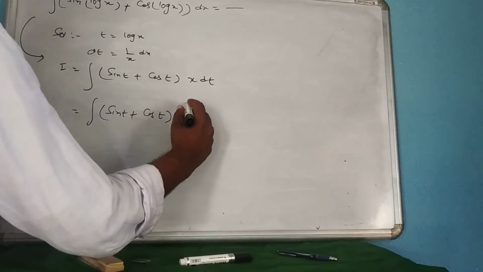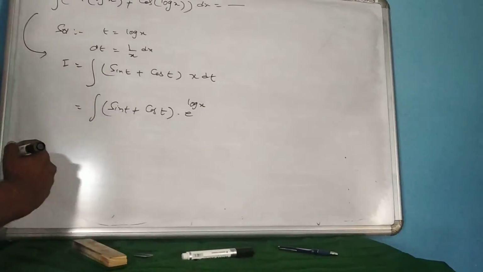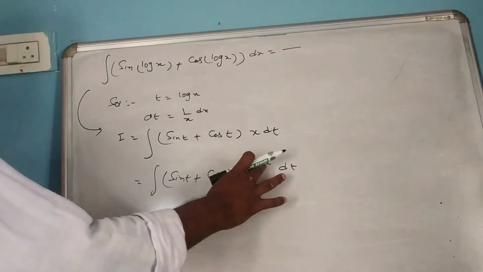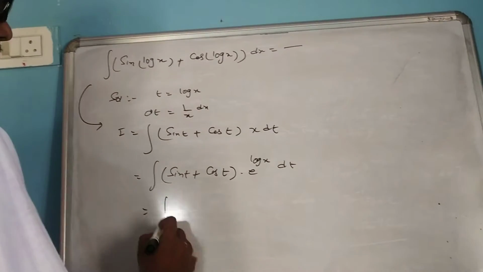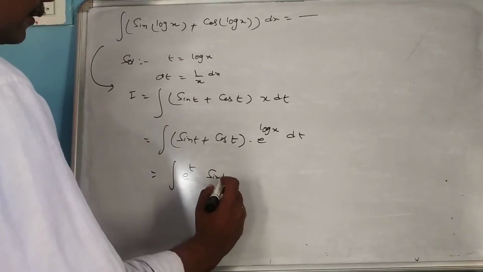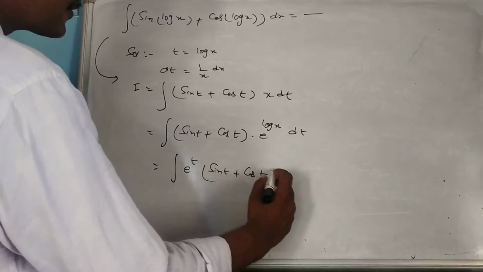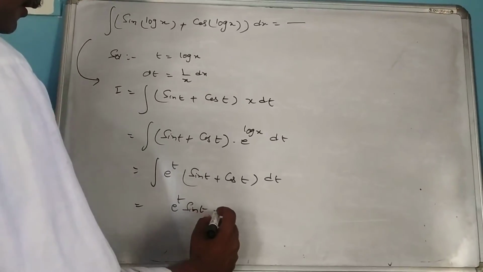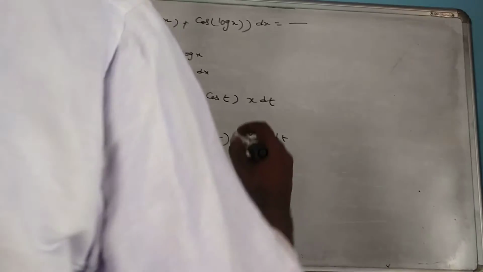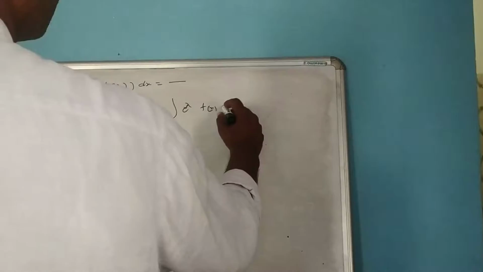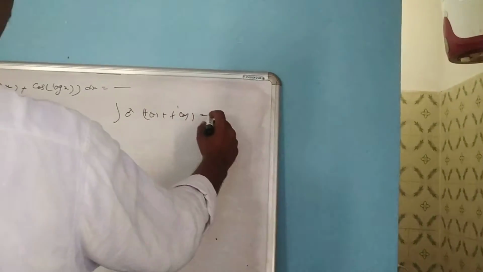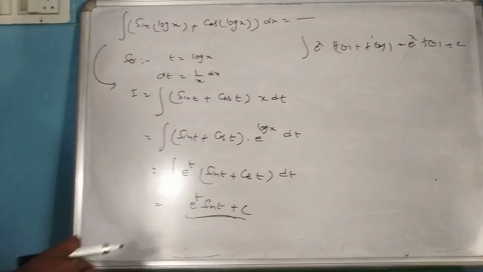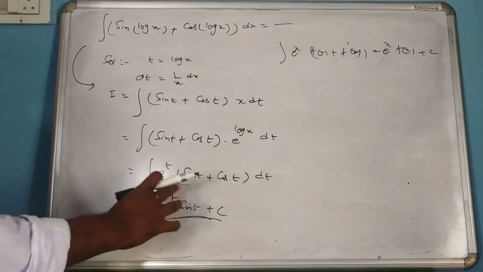I can write x as e power log x, which is e power t, since e power log x means x. So this is the integral of e power t (sin t plus cos t) dt. We know the formula: the integral of e power x (f(x) plus f dash x) is e power x f(x) plus c. Here f(t) is sin t. Using this formula, this is e power t sin t plus c.